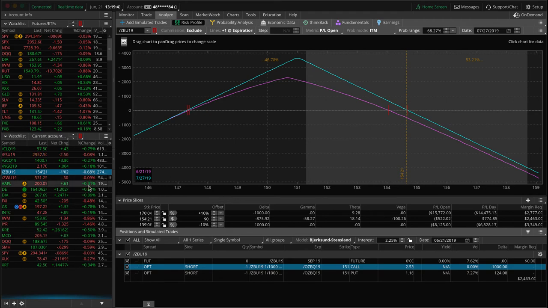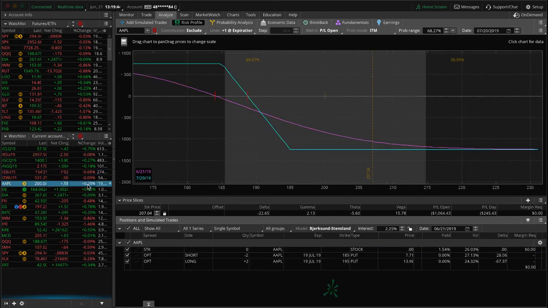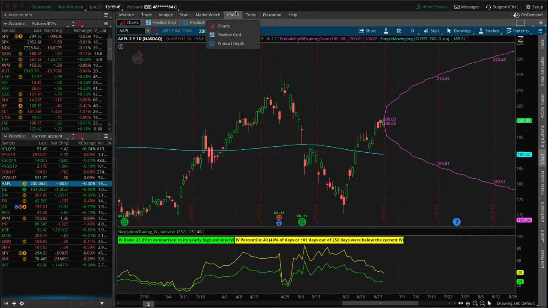Apple, we've got this long put vertical looking for some downside in Apple. Price had made this big flush down and then bounced up. We were looking for a little bit of a continuation to the downside, but that didn't happen.